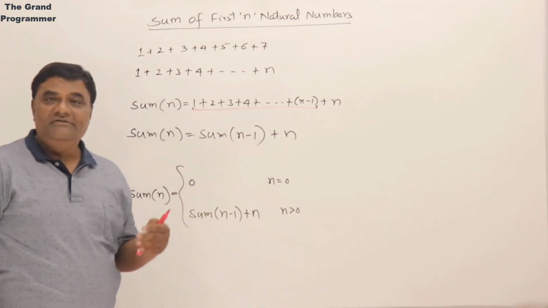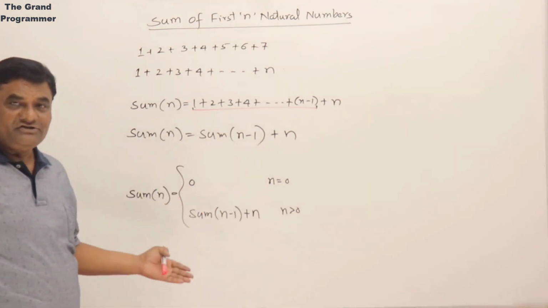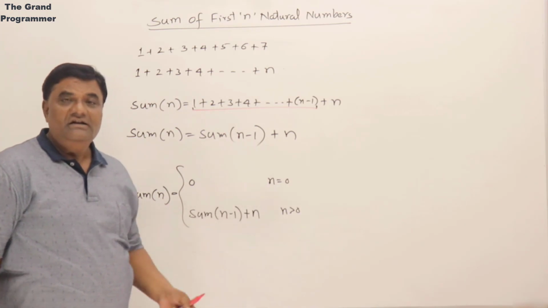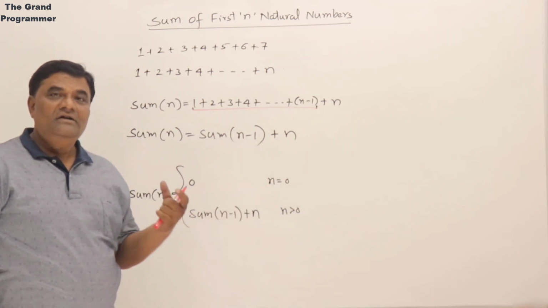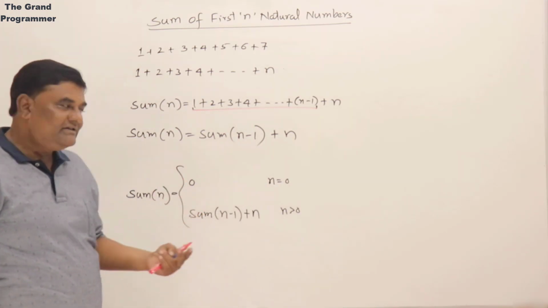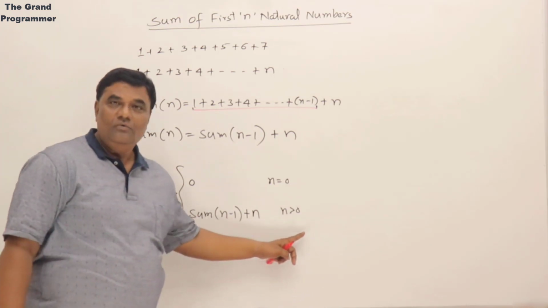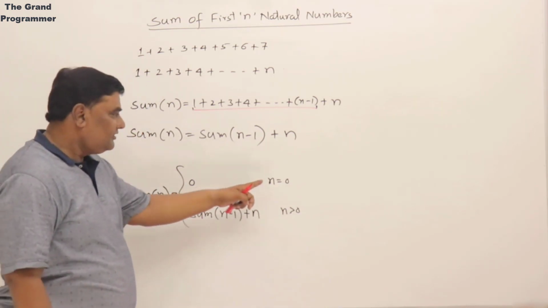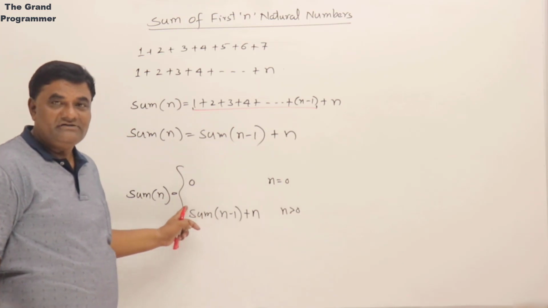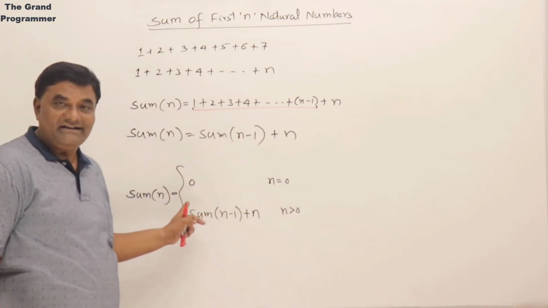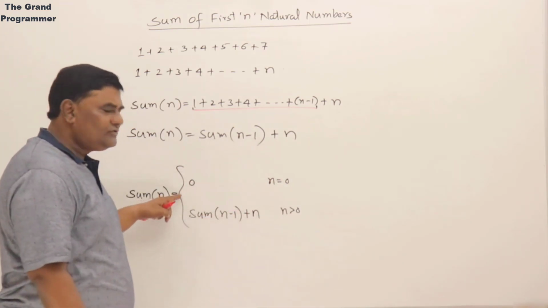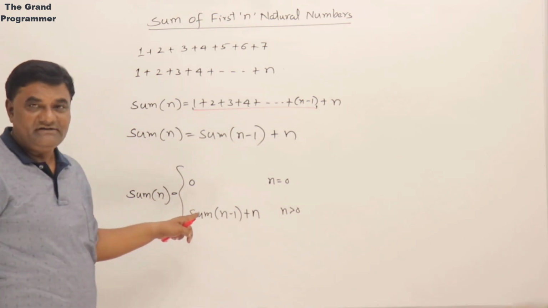Remember, whenever you define any recurrence relation or recursive function, you must have two types of statements. One is for the large value of n: what is the formula? Then for the small value of n: what is the answer? Usually for a small value, we give a direct answer. So if n is equal to 0, there is no formula, a direct value is there.